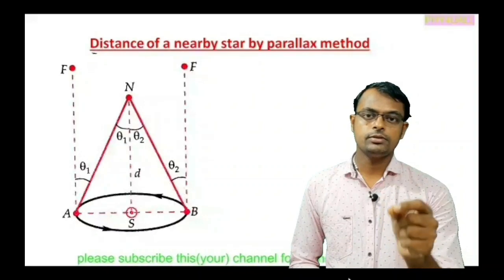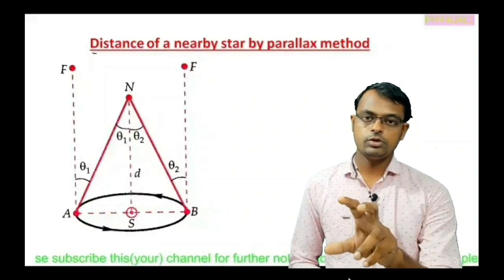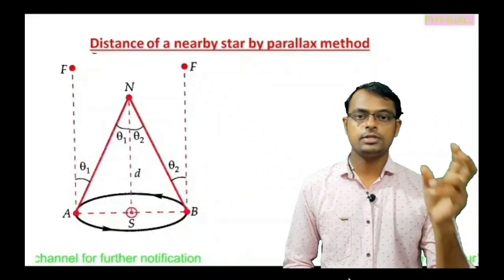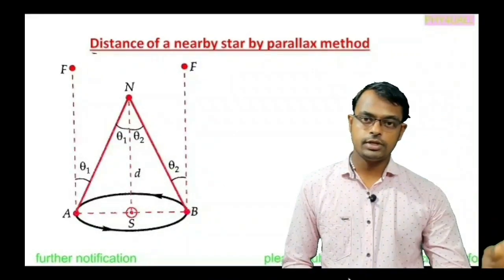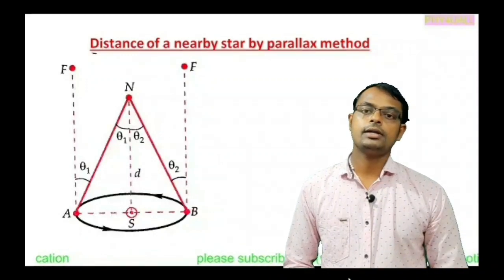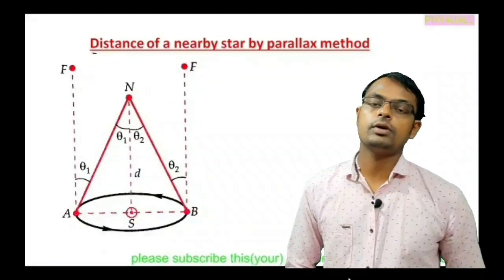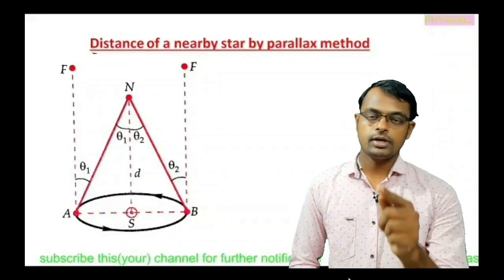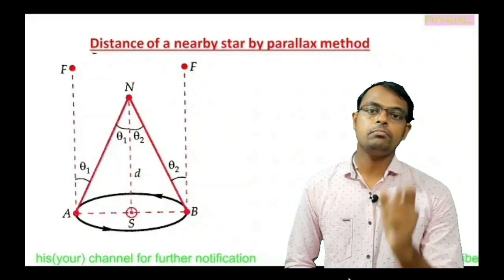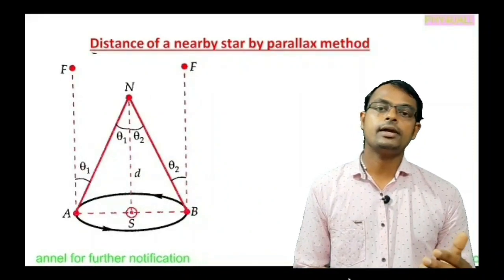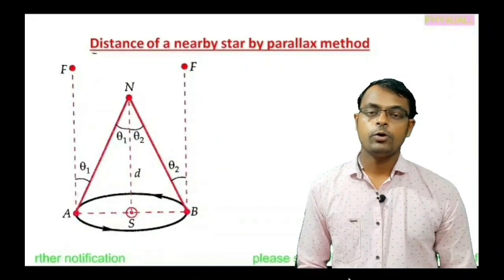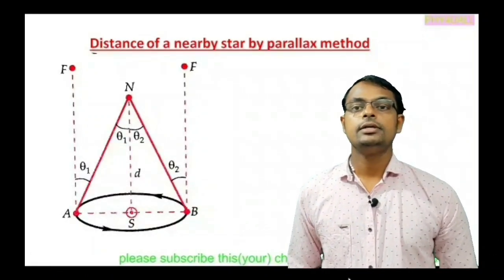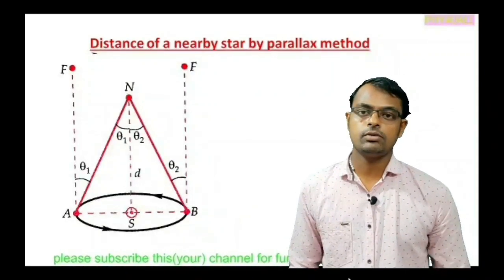That means with the same method, using a telescope, you can observe the star when the earth is at A, and after 6 months observe the same star from B, and calculate the angles theta 1 and theta 2 in the picture. If you find theta 1 and theta 2, the angle ANB can be calculated. What is angle ANB? That is called the parallax angle, or the parallactic angle. What is it here? Theta 1 plus theta 2.